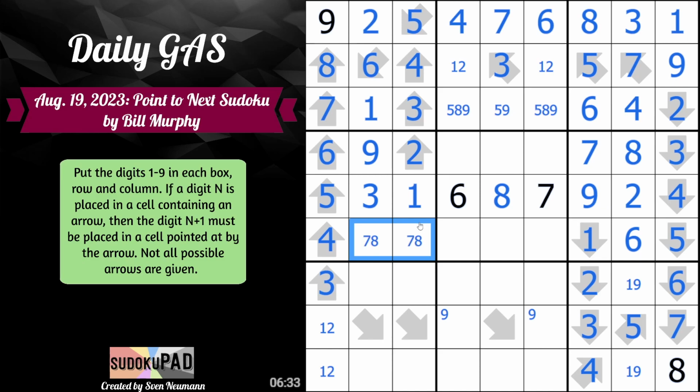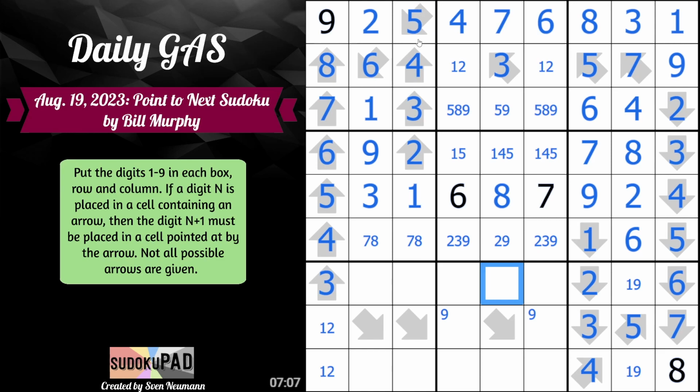Yep, 7, 8 pair. And that means we need to place 2, 3, and 9, where 3 can't go in the center. And if we have a 2, 3, 9 triple here, that means we have a 1, 4, 5 triple here. This can't be 4. Okay. A lot of pencil marking. Let's see how we can apply it.